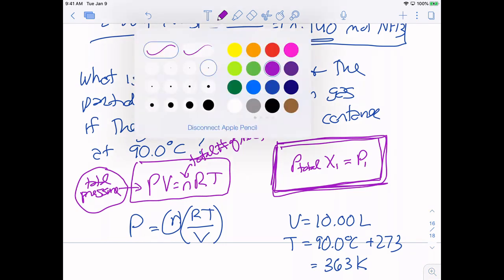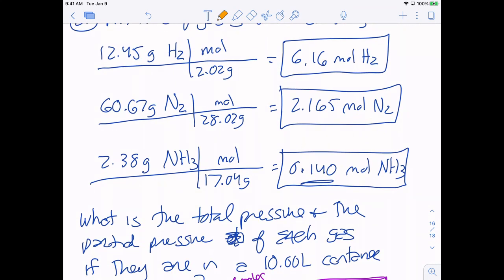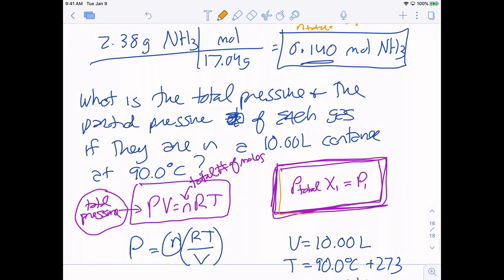We haven't actually calculated mole fractions that way yet, but remember, and I'll go up here to do it, wherever I can find room, my mole fraction is going to be the moles of whatever gas I'm talking about over my total number of moles. Right, that's going to be equal to X. So you would add all three of those together, the 6.16, the 2.165, and 0.140 to get the total, right? Total is literally the total. And then to get the mole fraction of hydrogen, you would take 6.16 and divide it by that total. Once you got that number, you would come down here, multiply that number by the total pressure that you got over here to get the partial pressure of hydrogen.